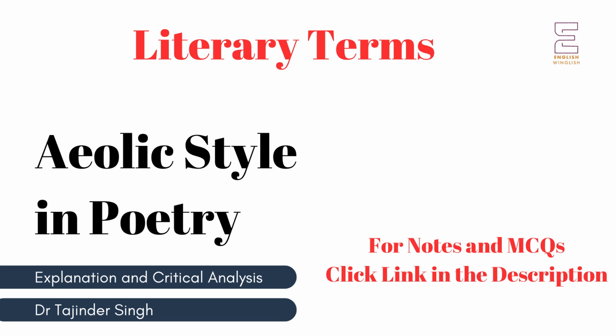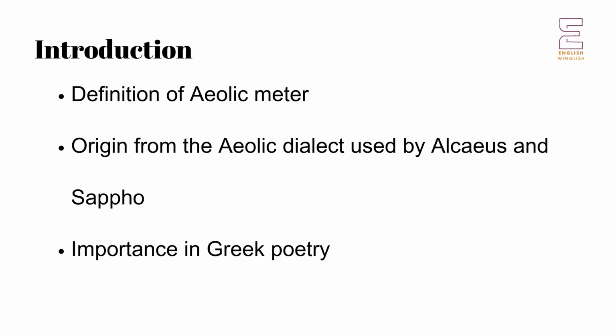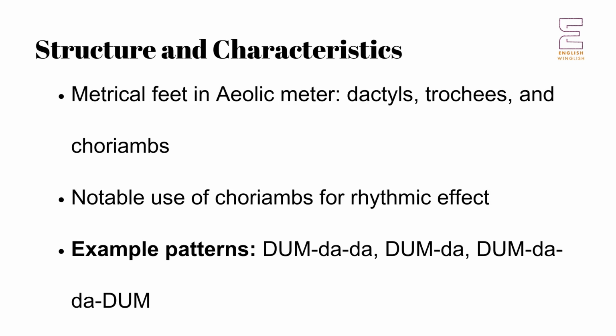And in this video, we are going to discuss Aeolic style in poetry. Introduction. Aeolic refers to a distinctive metrical style in Greek poetry derived from the dialect used by poets Alcaeus and Sappho. This style is characterized by the particular arrangement of dactyls and trochees, bringing them close together to emphasize the presence of choriambs. This video explores the structure, historical context, and significance of Aeolic meter, supported by examples from ancient Greek poetry.